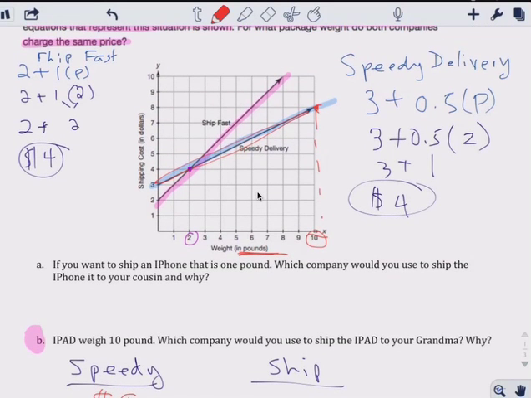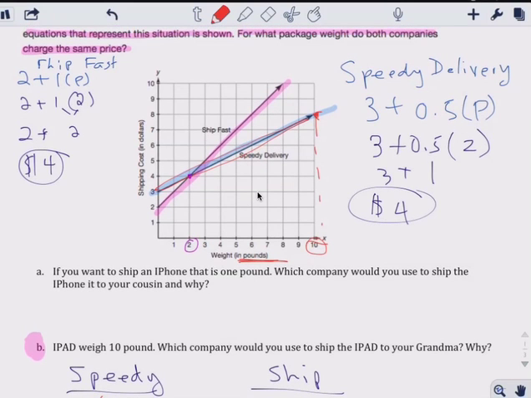Okay? Tell me at your table, discuss how much Ship Fast would charge you for 10 pounds. Write on the table. One answer. I need to hear you talk. Okay? How much? How much?